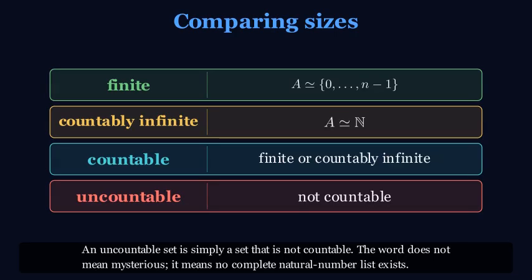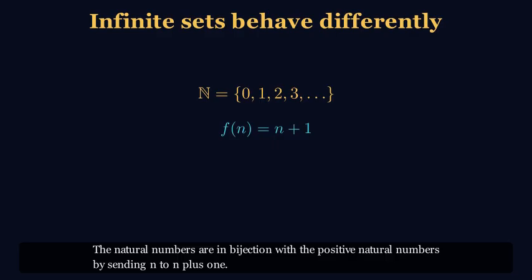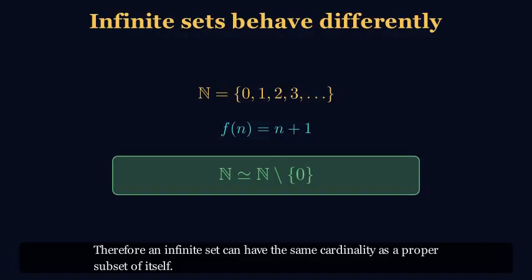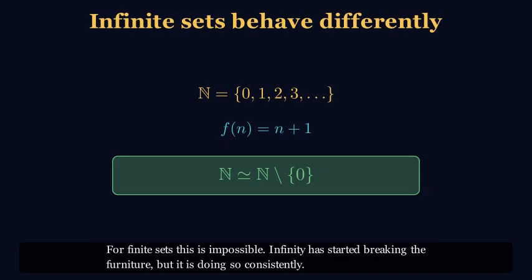An uncountable set is simply a set that is not countable. The word does not mean mysterious. It means no complete natural number list exists. The natural numbers are in bijection with the positive natural numbers by sending n to n+1. Therefore an infinite set can have the same cardinality as a proper subset of itself. For finite sets this is impossible. Infinity has started breaking the furniture, but it is doing so consistently.